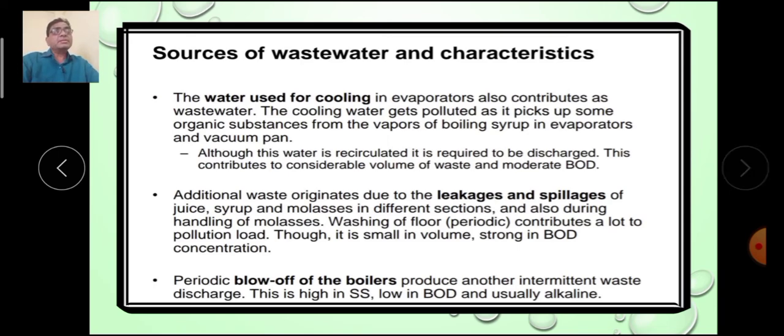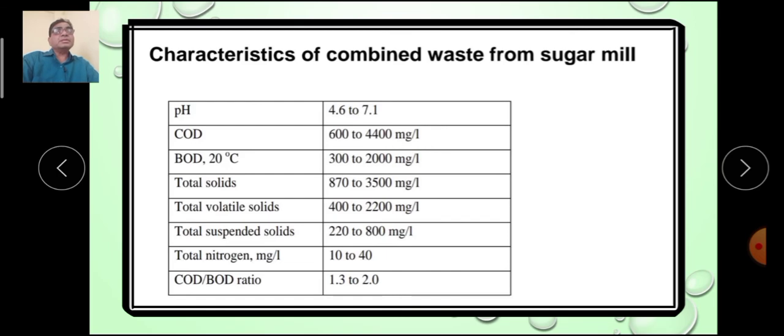Okay, this is the characteristic of the combined wastewater. What is the pH? It is between 4.6 to 7.1. What is the percent of COD, BOD? Okay.